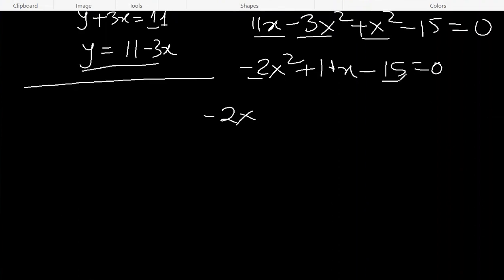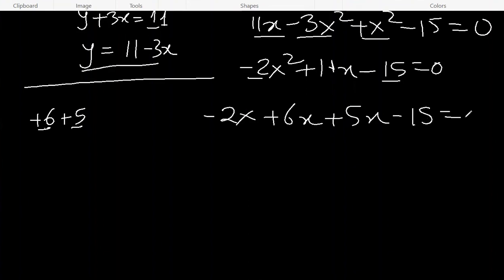Minus 2 and minus 15, I multiplied it, was plus 30. I factored plus 30 somehow so that I get 11 as a sum of the two factors. So 6 times 5 is 30 and 6 plus 5 is 11. So that's what I'm going to write here. 6x plus 5x minus 15 equal to 0.